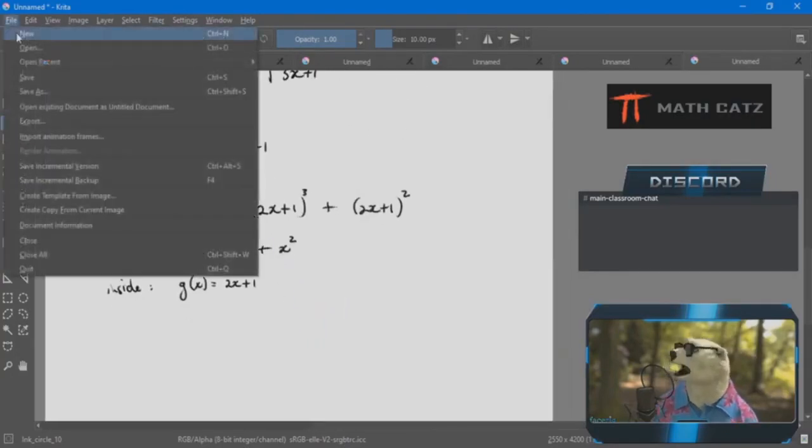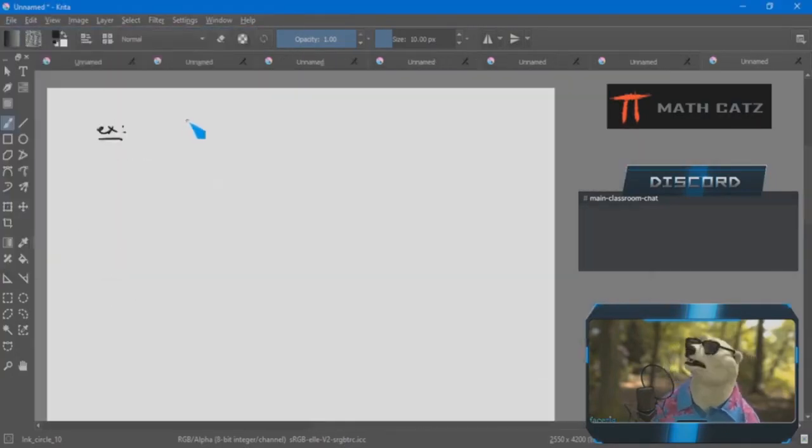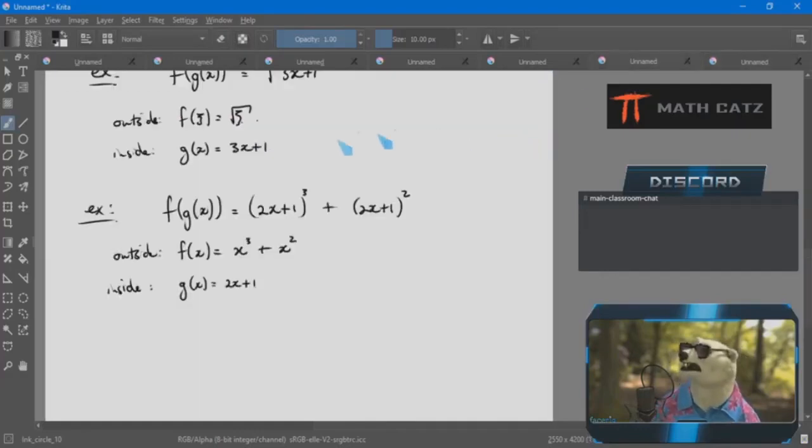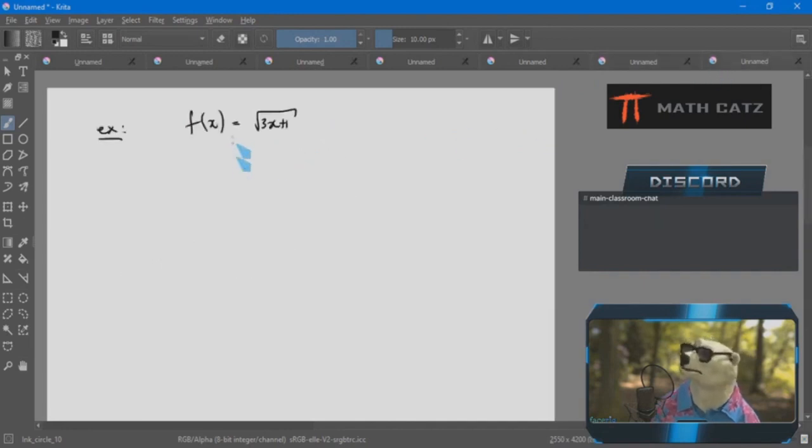All right, new page time. What we're going to do is do the exact same function, but I'm not going to tell you what the names of the inside-outside functions are. Actually, this isn't the same function, is it? Oh, it is. 3x plus 1 square root. Yeah, same as the previous example. I'm just going to give you a function. It has a name. Its name is f.